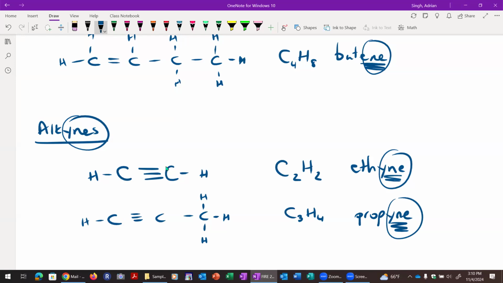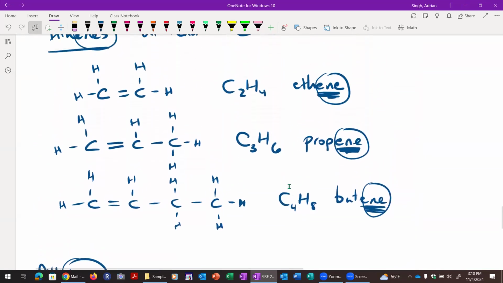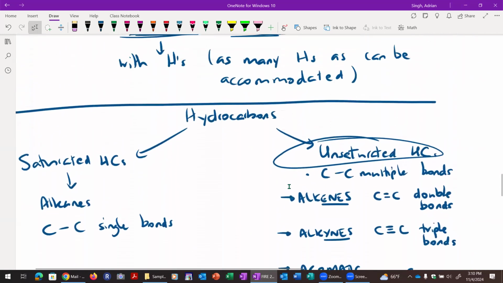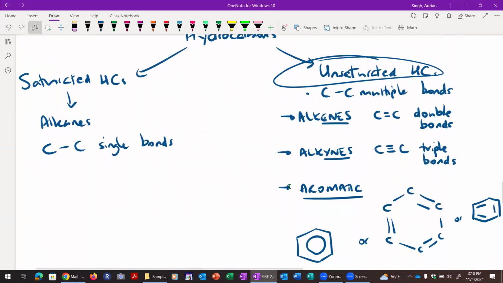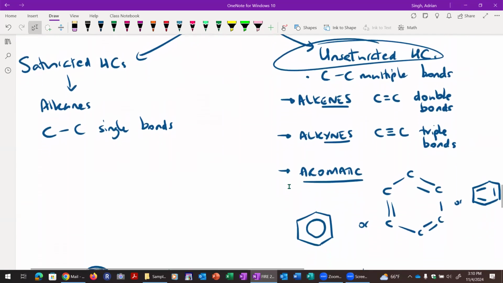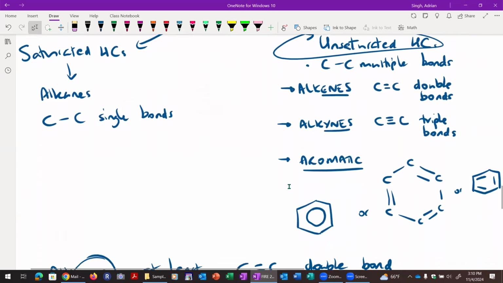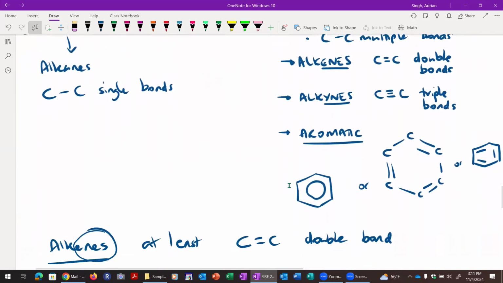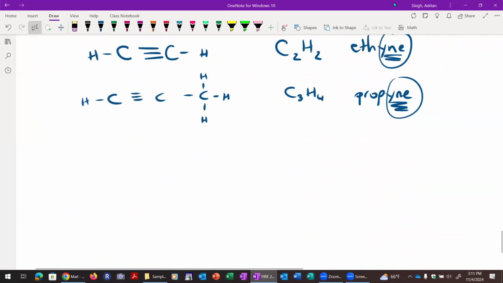Hopefully what you're seeing so far is that there's a trend. The ending of the name tells you what category or family of hydrocarbons they belong to. And the ending also tells you the type of carbon-carbon bonds that you have. Alkanes have carbon-carbon single bonds. Alkenes have at least one carbon-carbon double bond, and an alkyne is going to have at least one carbon-carbon triple bond. If we take a look at some of the aromatic compounds, something like the following.